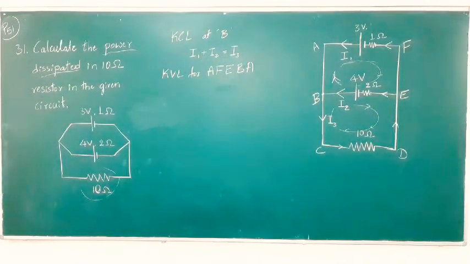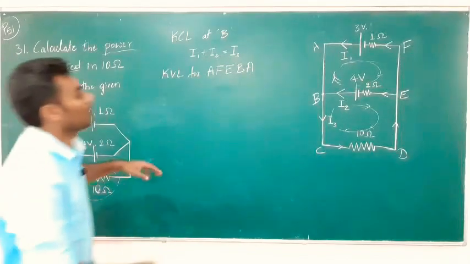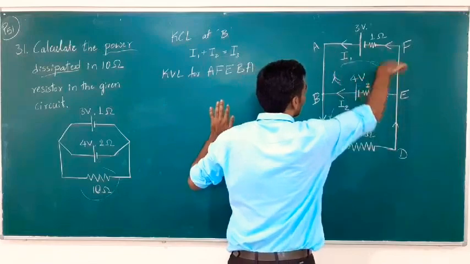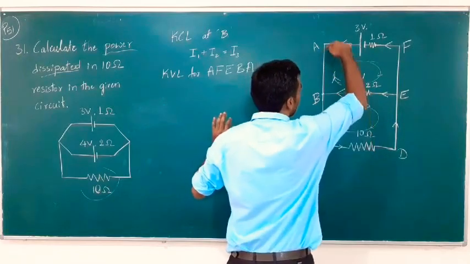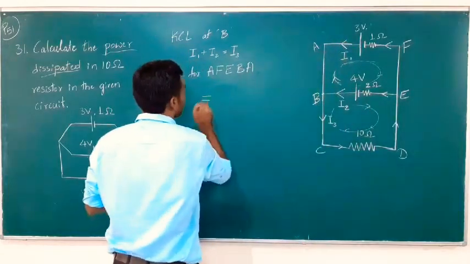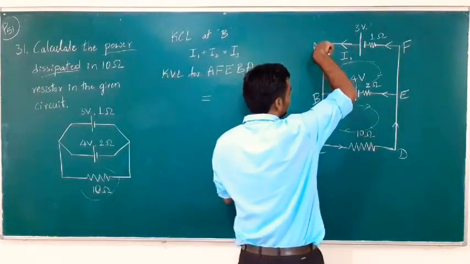Following? Okay. So this is the loop that I am considering now. We only have two loops here. One is this, the other is this. I'll start from A, F, E, B, A. Okay, clear. So now, first I'll start from A.